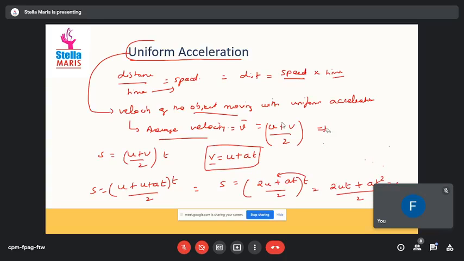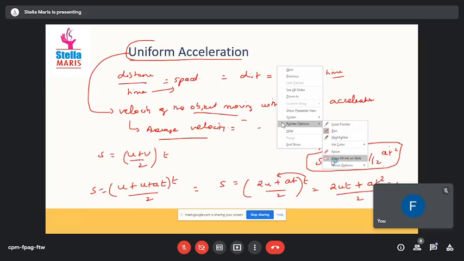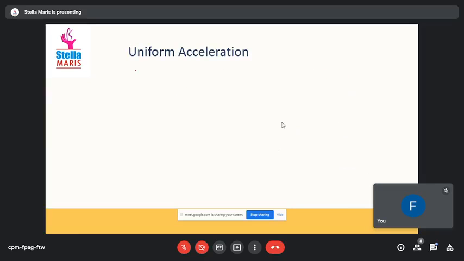So what happens here? We can write it like this: 2ut by 2 plus at squared by 2 is equal to s. So this 2 gets cancelled. So s is equal to ut plus half into at squared. This is the derivation. Are you clear with this? You already know this. I'm just refreshing your memory so that you can easily solve sums. This is the second equation of motion.